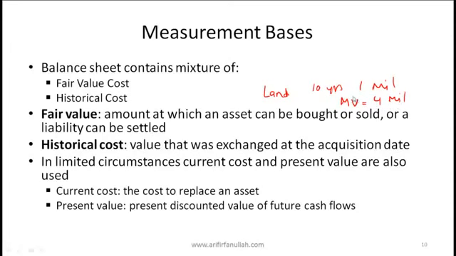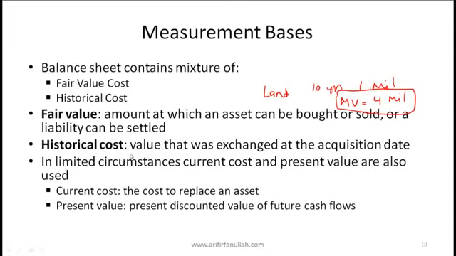If you were to buy that land or sell that land today, it would go for 4 million. So if we say that land is being shown on the balance sheet at fair value, it means that we are showing land at 4 million. If we say that the asset is being shown at historical cost, then that implies that we are showing it at the cost at which it was purchased.